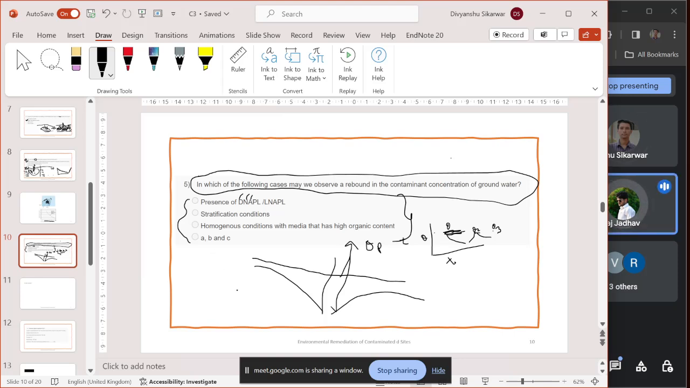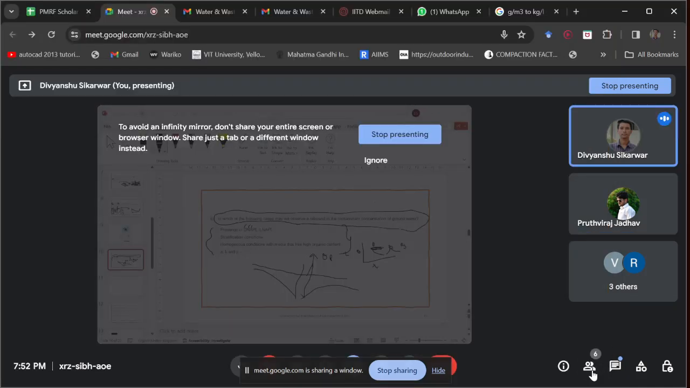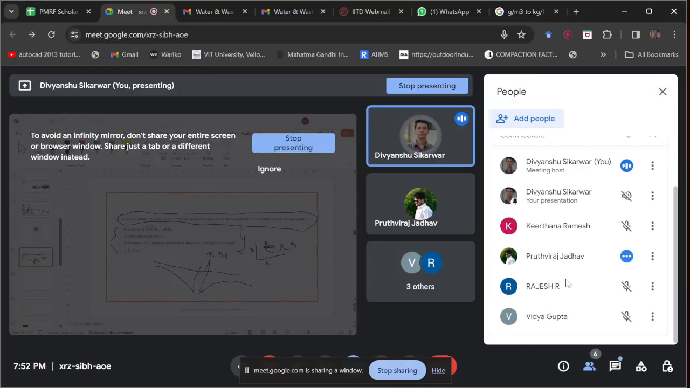That is maybe stratification. The person who attended the lectures, Rajesh, were you able to reach till this part?